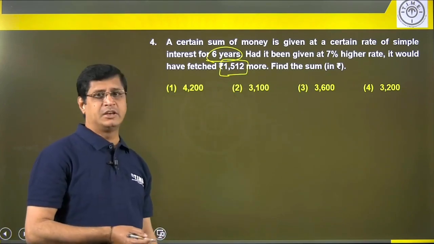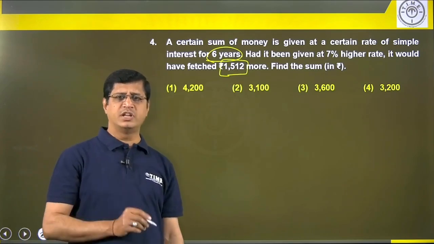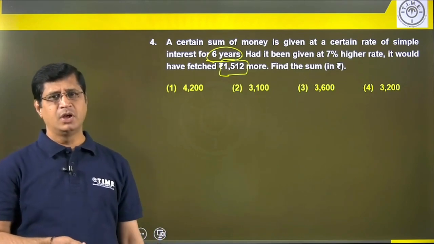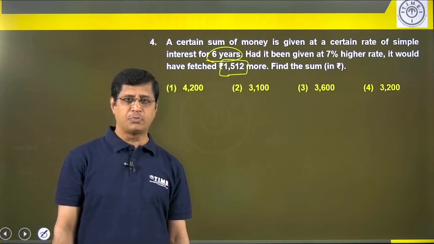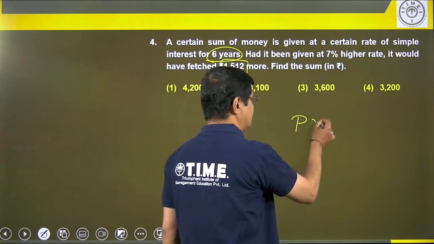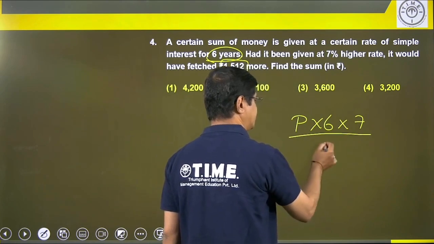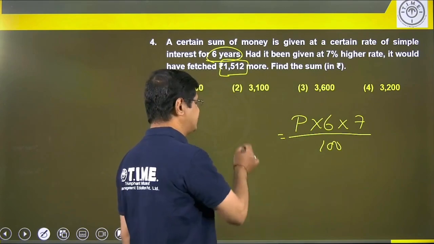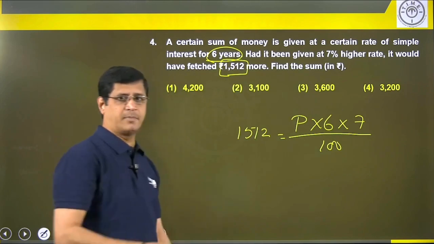Means the principal is the same, the period of time is also the same. The only change is in the value of R. Previously the rate of interest was R percent, now it is R plus 7, means the rate increases by 7%. The principal, I am assuming P here. The time period is a constant. Now the rate of interest is 7%. On the same principal at the same time, 7% enables a person to get 1512 extra.